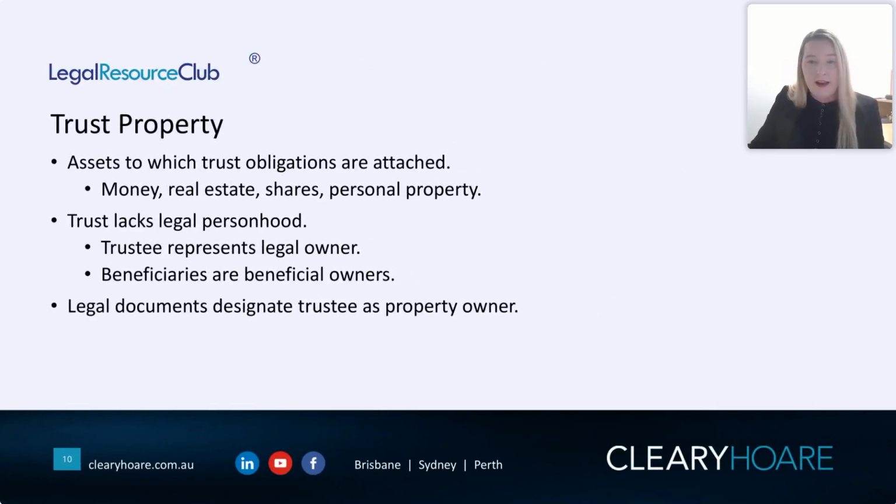Trust property, again, is one of the requirements of setting up a trust. And there's really no limit on what can be classed as trust property. It's very broad and very wide in terms of the different types of assets that can be held on trust. It could be cash, it could be real property, it could be shares in a public or private company, it could be intellectual property, it could be intangible rights. It's very broad in terms of what can be held on trust.